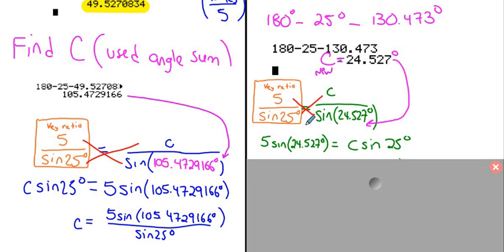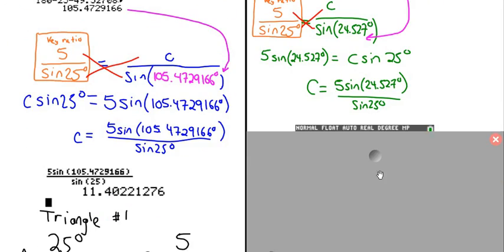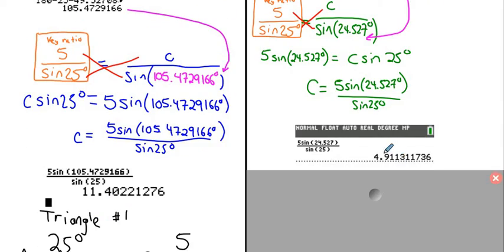So then I cross multiply. I get 5 sine 24.527 degrees. I cross multiply. That gives me c sine 25. I then divide by sine of 25 on both sides. I type this into the calculator and I get a new little side c of 4.911.